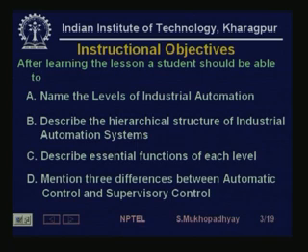Then describe the essential functions that are achieved at each level. Specifically, a lot of industrial automation is concerned with control, and control is of two kinds, as we shall explain shortly. It could be automatic control or it could be supervisory control. So it is important to realize the distinction between the two. The last instructional objective is to understand how automatic control is distinguished from supervisory control.